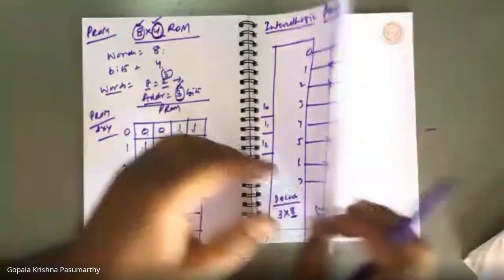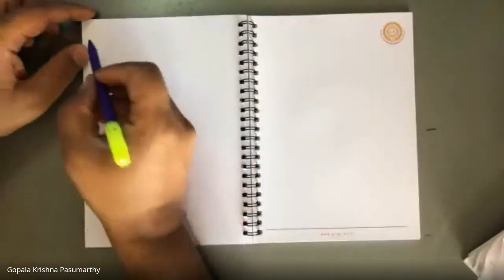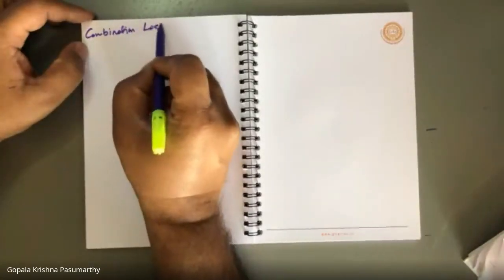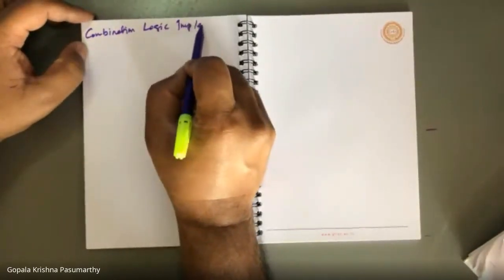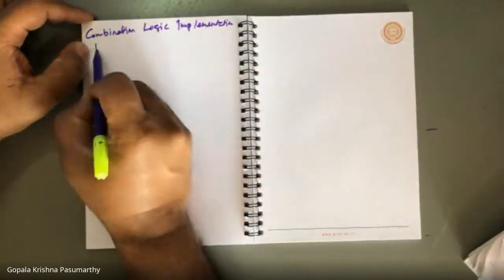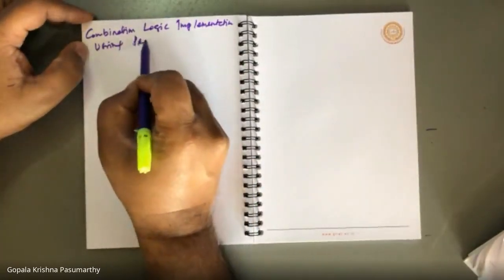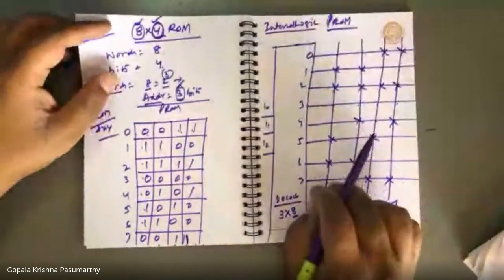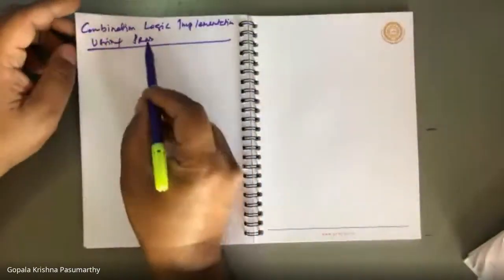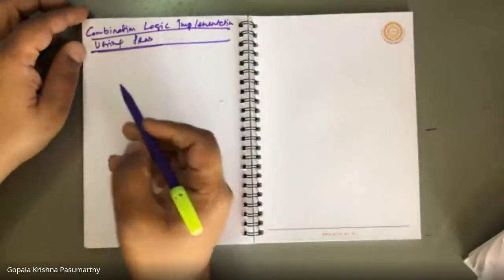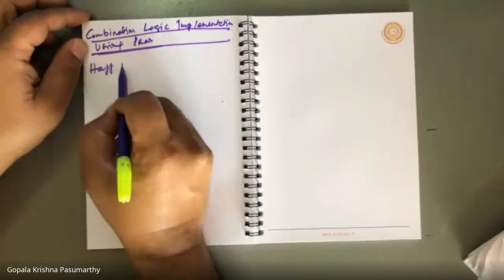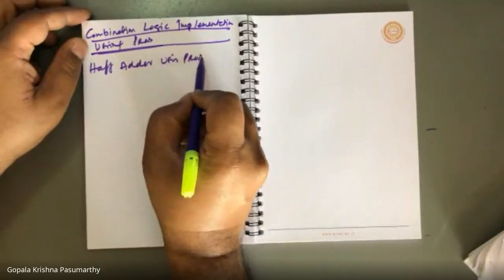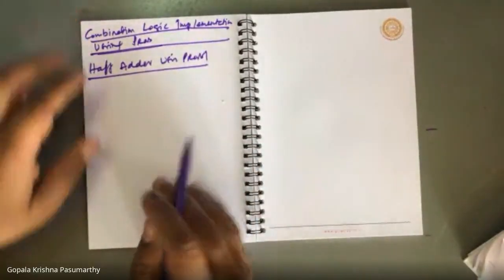This is the internal logic of programmable read-only memory. So now we can even use combinational logic implementation using PROM. Means we can use PROM diagrams to implement combinational logics. For example, I am designing a half adder using PROM.